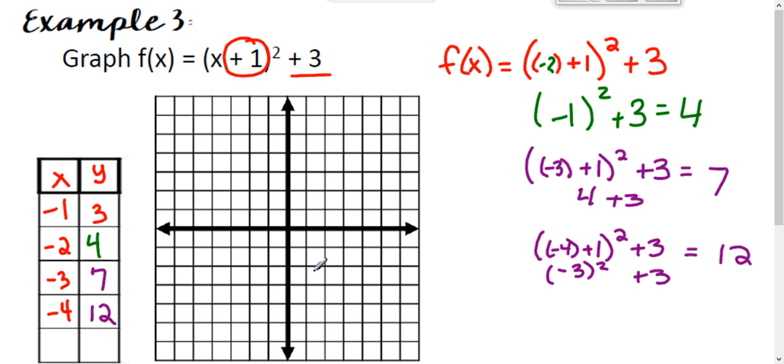And then remember, after that you plot your points just like we did before. So I'm going to -1 over 1 and then up 1, 2, 3. And then I'm going to -2 and up 1, 2, 3, 4. And then I'm going to -3 and up 1, 2, 3, 4, 5, 6, 7 right there at the top. And then of course my last one's not going to fit, and that's okay.